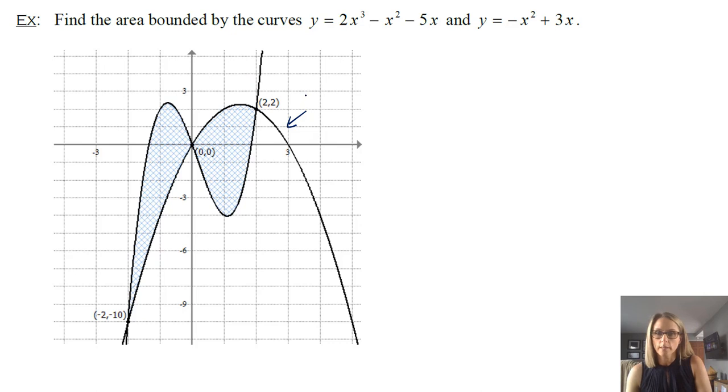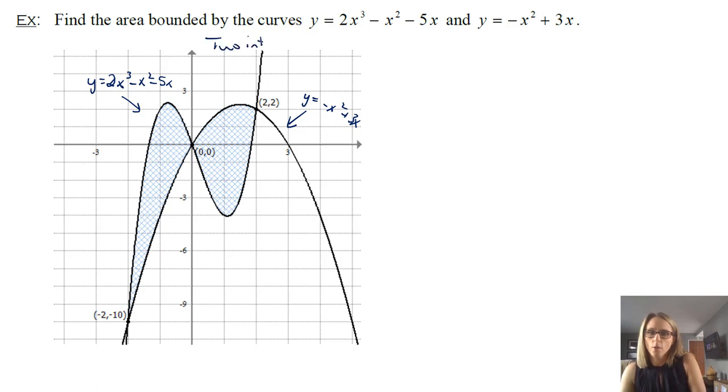And so you probably guess that this is negative x squared plus 3x. Then this function over here is 2x cubed. And of course, you may notice that because they intersect, they actually change which function is on top and which is on bottom. So because of that, it does require two integrals. Because if not, you are going to get a negative area instead of the positive area.